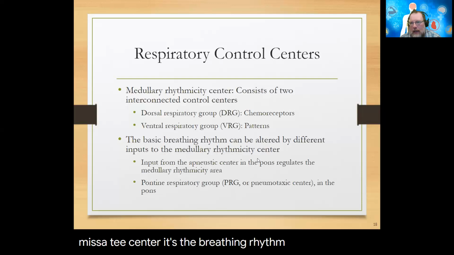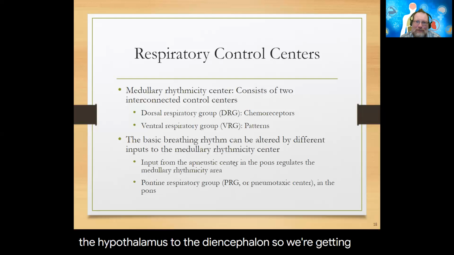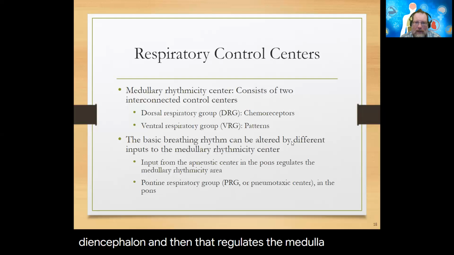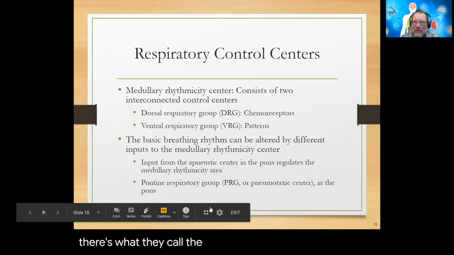The pons, there's the apneustic center in the pons that basically regulates this rhythm. The pons, remember, is closer linked to the hypothalamus, to the diencephalon. So we're getting nerve flow, signals sent to the pons from the diencephalon, and then that regulates the medulla. And then there's what they call the pontine respiratory group, or the pneumotaxic center in the pons.